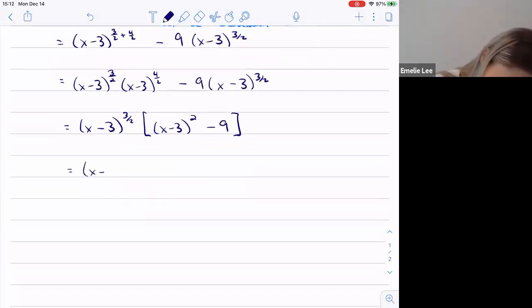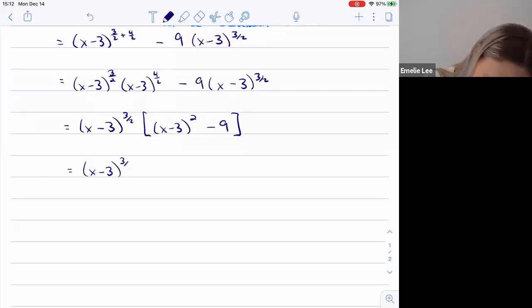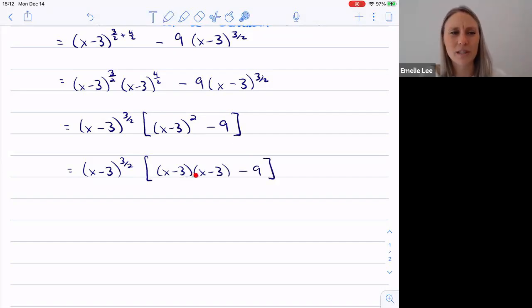So let's see here. On the outside, this x minus 3 to the 3 over 2, I've already factored that out, so I'm just going to leave it hanging. It's not going to change. Now I'm working inside these brackets. So I have x minus 3 times x minus 3 and then minus 9. I always go really slow when I'm FOILing these out, right? You're expanding x minus 3 squared, which is x minus 3 times x minus 3. So x squared minus 3x minus 3x plus 9. Hey, look, plus 9 and then minus 9. So it feels like we're on the right track.